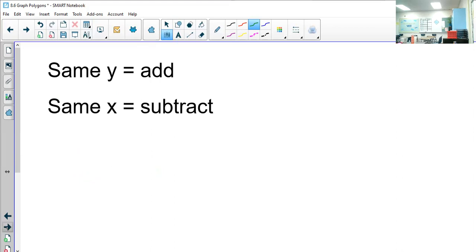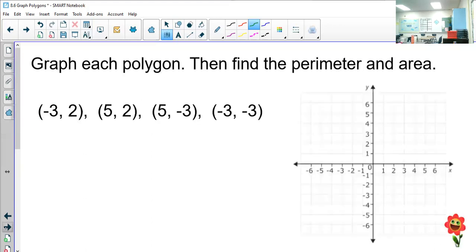Okay? So far we've graphed polygons. Now we can find the distance between 2 points. The next thing we're going to do is find the perimeter and area of a shape. So the first thing we need to do is graph this polygon. Okay, so here we go. I've got 4 points, and I'm just going to graph them. You can follow along with me: (-3, 2), (5, 2), (5, -3), and (-3, -3).